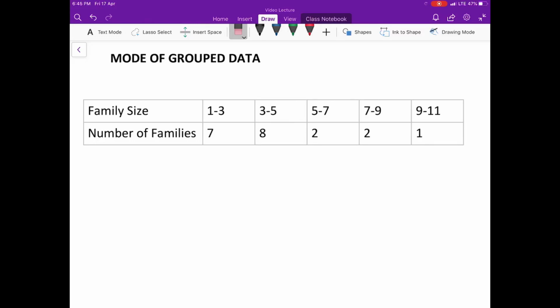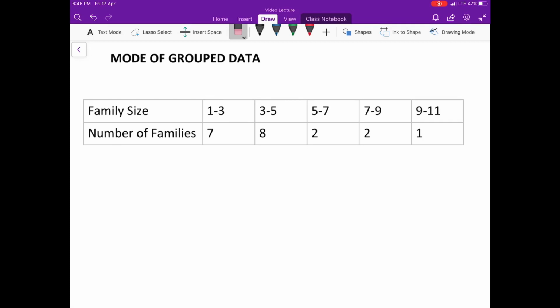Hello dear students, in this video, part 2 of statistics, we are going to learn to calculate the mode of grouped data and the median of grouped data. So let us start with the mode of grouped data. The mode of grouped data cannot be calculated easily or observed from the frequency table alone. We have to calculate it using a certain formula.